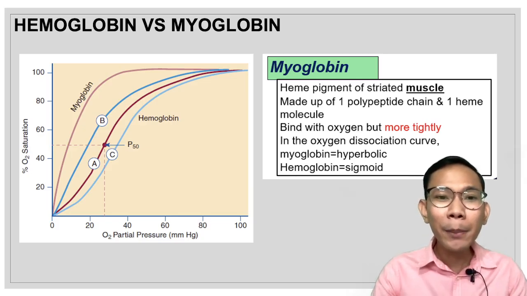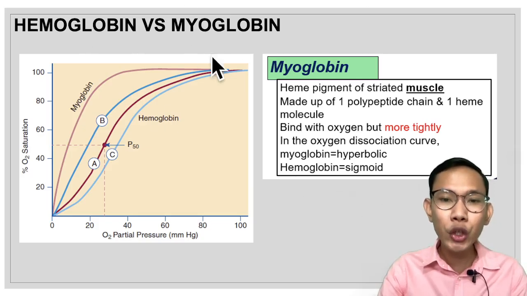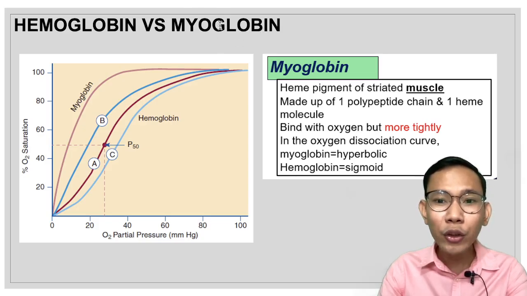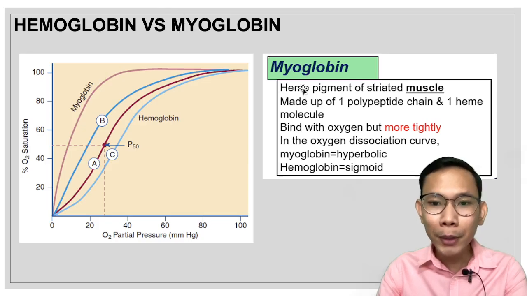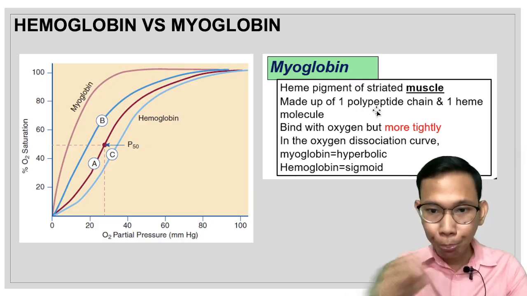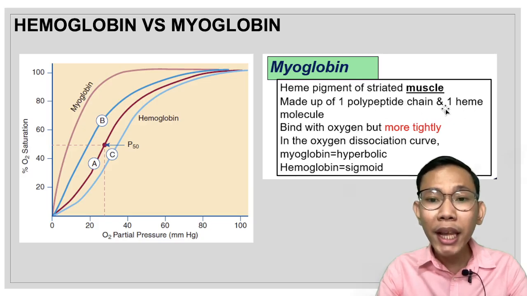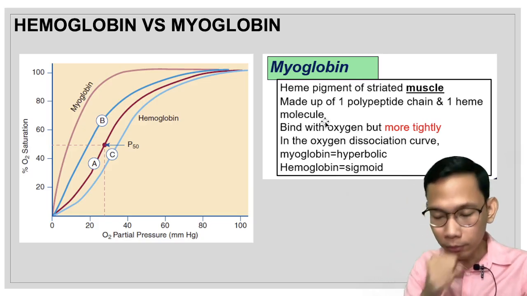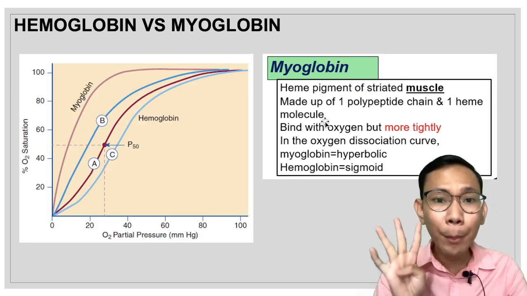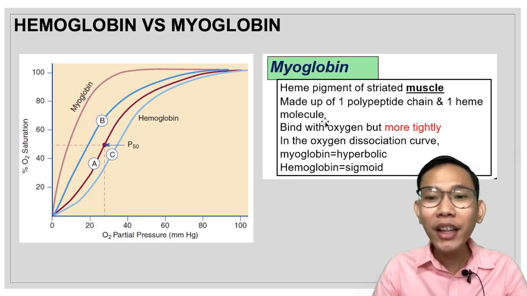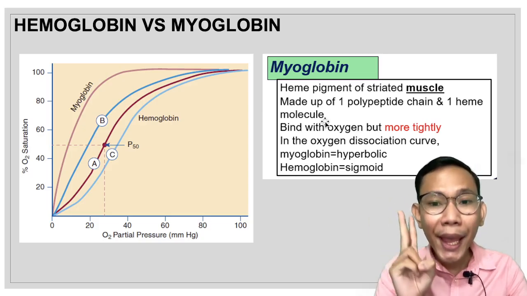I want you also to remember to compare the hemoglobin versus your myoglobin. So, ano yung myoglobin? Myoglobin, it's also composed of protein, and your myo is coming from your muscle. So, your myoglobin is a heme pigment of your striated muscle. It's made up of one polypeptide chain and one heme molecule. So, di ba, unlike sa ating hemoglobin, ilang polypeptide chain? Meron tayong 4 na polypeptide chain and 4 na heme molecule. Unlike sa ating myoglobin, there's only one polypeptide chain and one heme molecule.